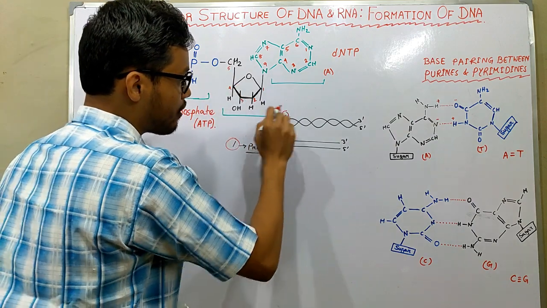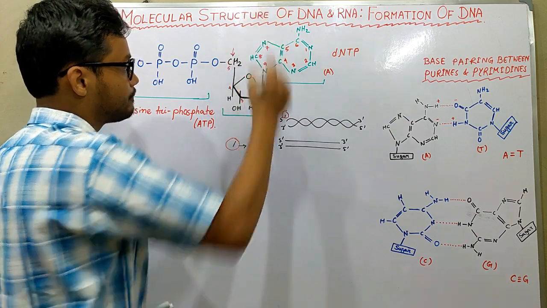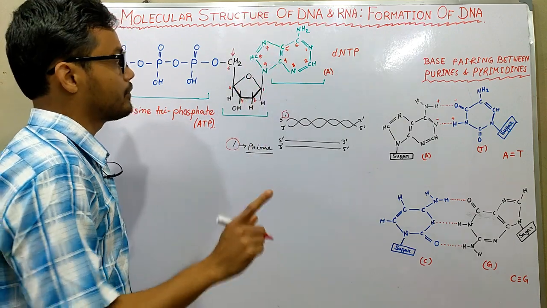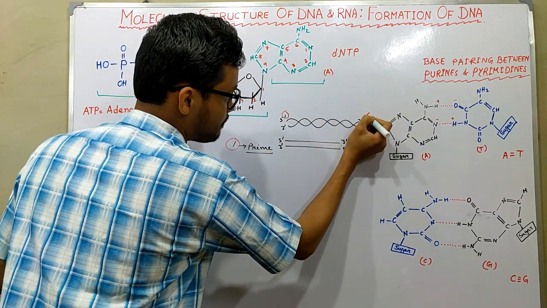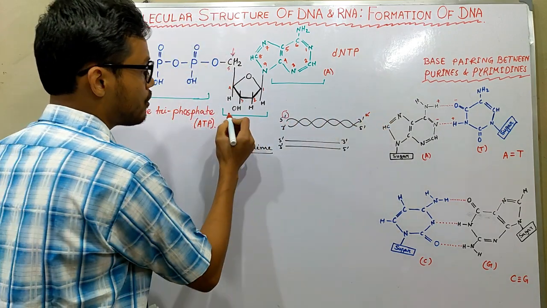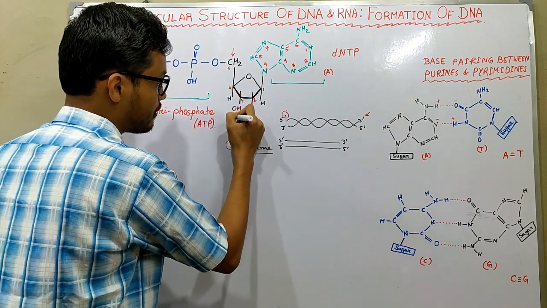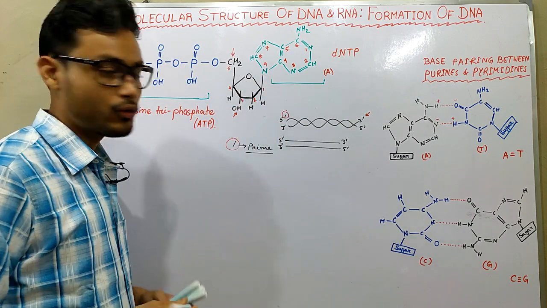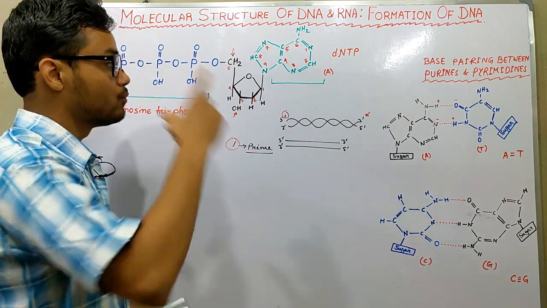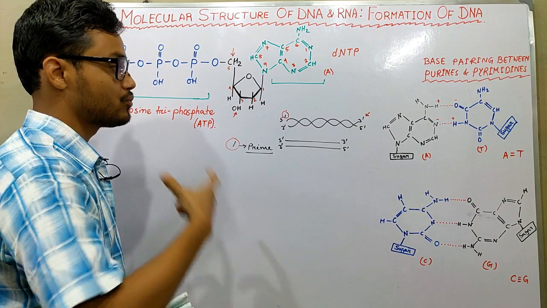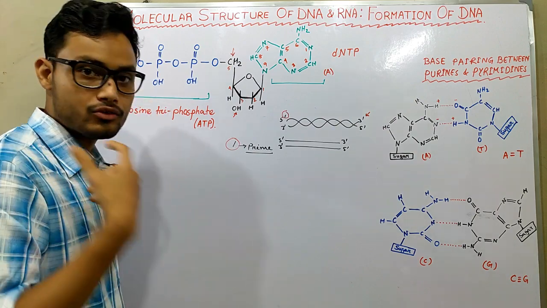If we call it a 5 prime structure, that indicates the number 5 carbon of the pentose sugar, and if we denote the 3 prime structure, it denotes the number 3 carbon of the pentose sugar. So this is all about prime. What does prime stand for? Prime stands for the carbon number of the pentose sugar.